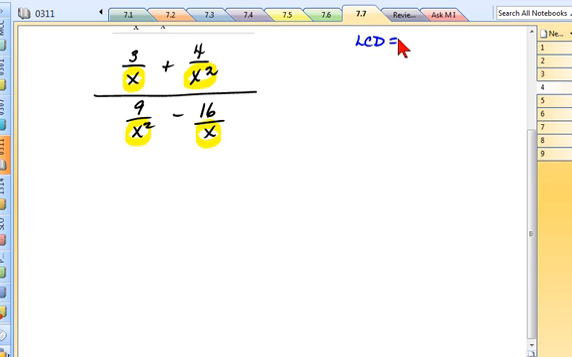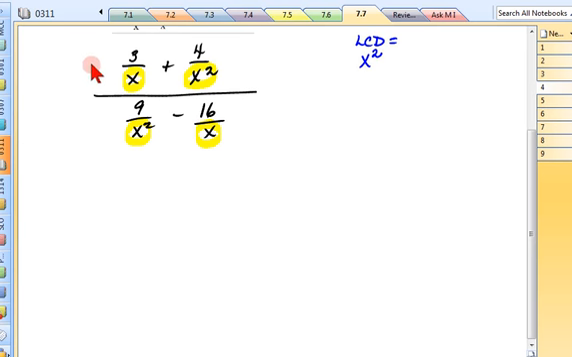I need an x squared. I need the high power. Remember, I need something that they will all go into, x squared. Do you agree that x squared over x squared is equal to 1?